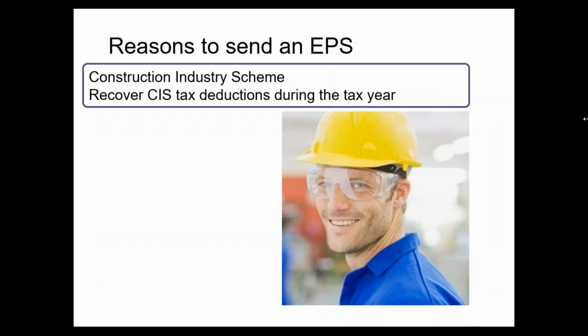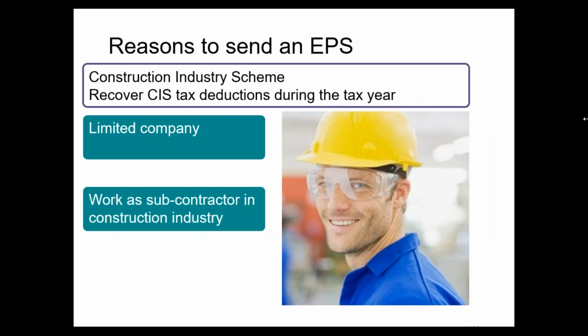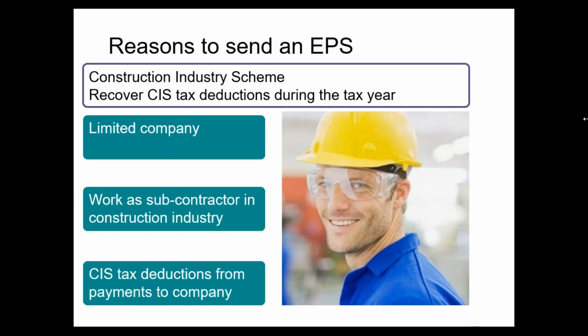Now, in some situations, you can send an EPS to claim back any construction industry scheme tax deductions. They are made by contractors from payments to your business. This will only apply to you if your business is a limited company. It does work as a subcontractor within the construction industry and has had CIS tax deductions taken from payments made to the company for work done as a subcontractor.